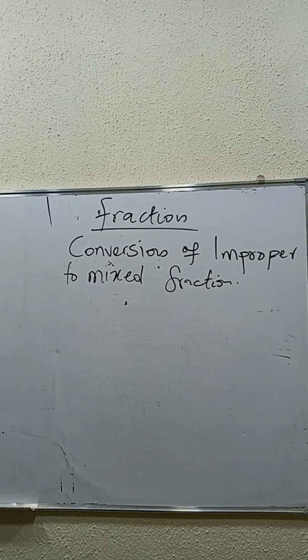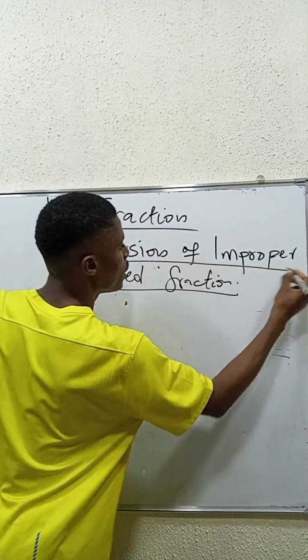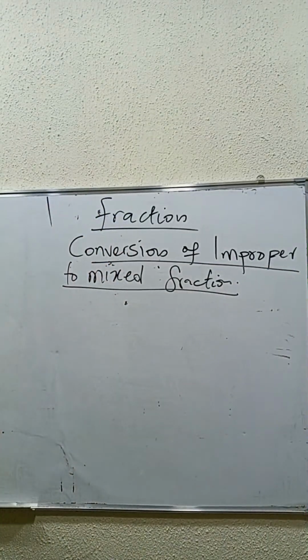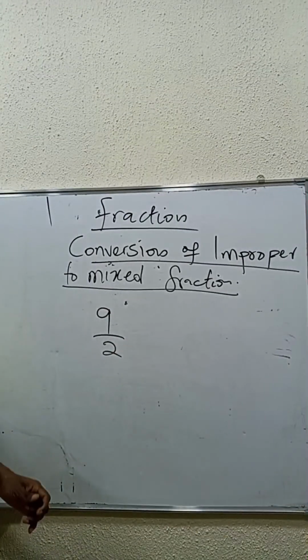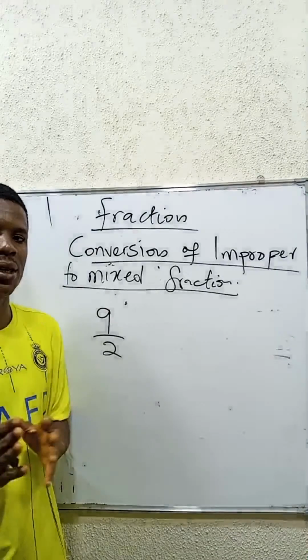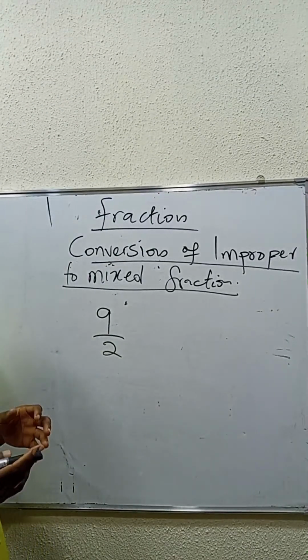Okay, so let's continue. Do you know what? To convert this type of fraction, let's say 9 over 2, it's very easy though, but a bit tricky. But we should be careful. We should know our multiplication table.